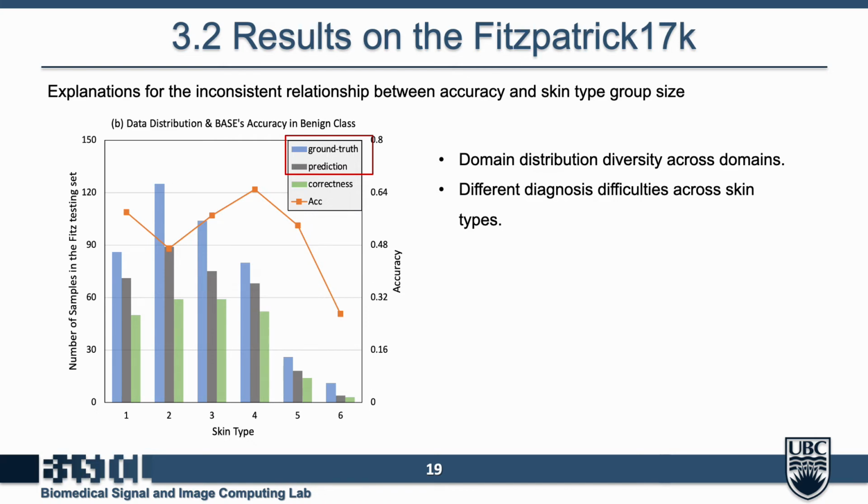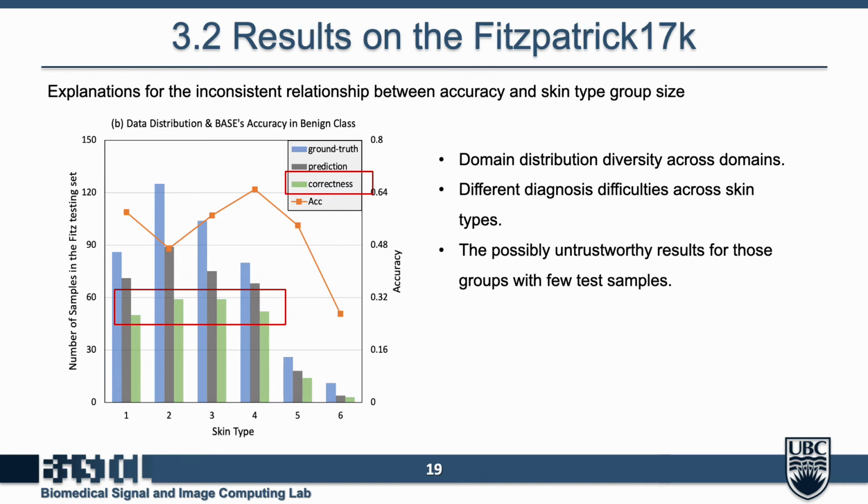However, the correctness distribution is quite different. Type 2, 3, 4 have a similar number of correct predictions even though type 2 has more benign predictions. Then we could hypothesize the images in type 2 might be more challenging to classify than those in type 4 and 5, confusing the relationship between accuracy and statistical data distribution.